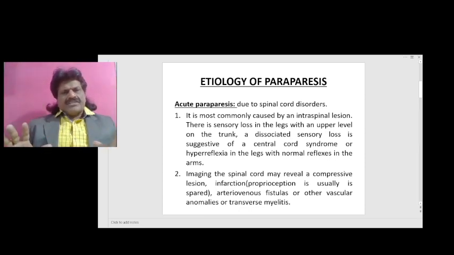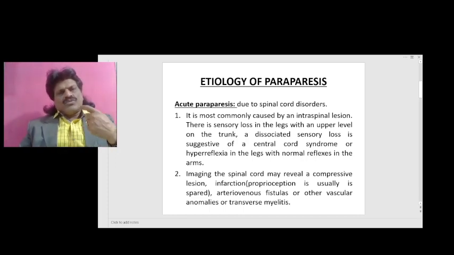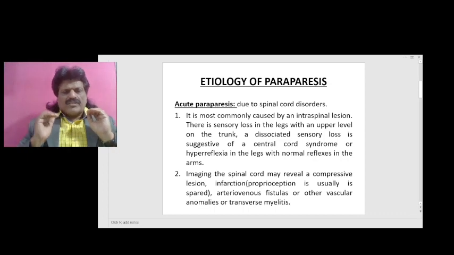When we do imaging, the imaging of the spinal cord may reveal a compressive lesion, infarction. Proprioception usually is spared because the infarction is usually due to the anterior spinal artery, whereas the proprioception fibers, that is the posterior column fibers, are usually spared because they are supplied by the posterior spinal artery. So in infarction, proprioception is usually spared. It is because of the anterior spinal artery. Arteriovenous fistulas or other vascular anomalies or transverse myelitis.